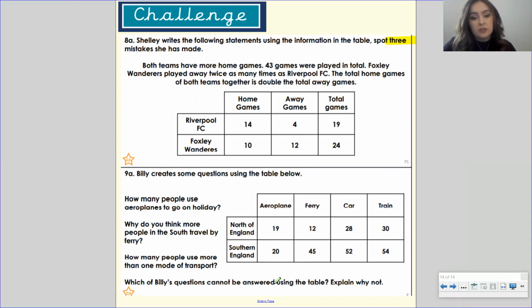And which of Billy's questions cannot be answered using the table? And you need to explain why not. So you would say, the first, second, or third question cannot be answered using the table because. Use that word because, that's an explaining word, so you need to use it.